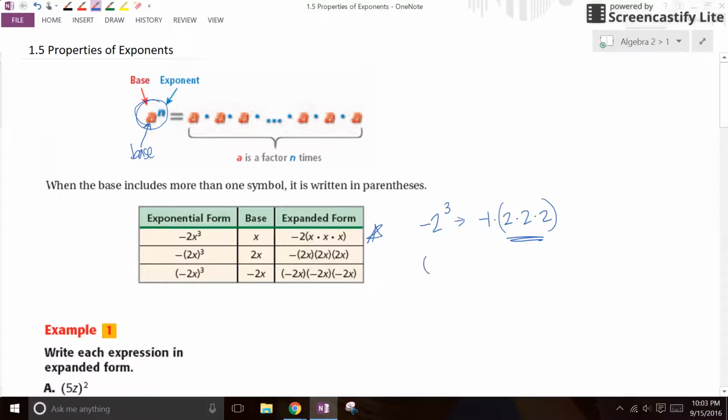If they wanted it included, they would have written it like this, and then that would be negative 2 times negative 2 times negative 2. So be super careful if the negative is included or not, or if the number out front is included or not. A lot of people see 3xy squared, and they think the squared belongs to everything, but it actually only belongs to the y. So be super careful and deal with your exponents, and life will be good.